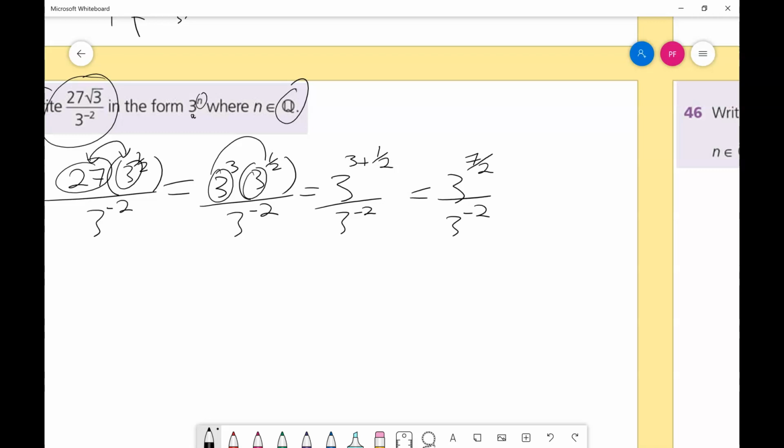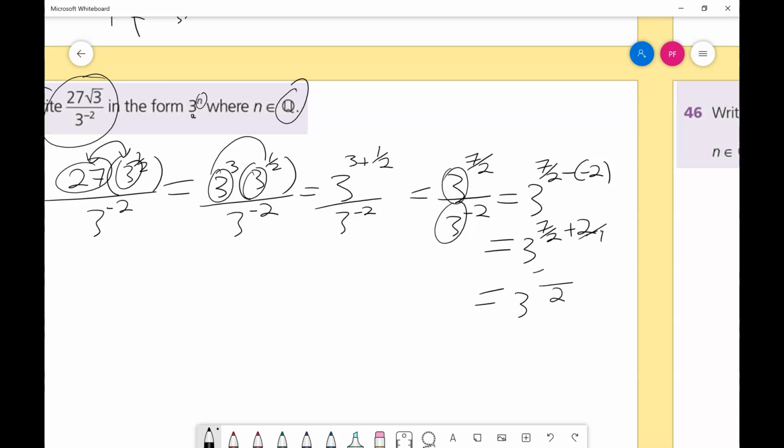Over 3 to the power of minus 2. Now my base numbers are the same, and I'm dividing, so I take away my powers. So it's 3 to the power of 7 over 2 minus minus 2. Minus minus is a plus, so it's 3 to the power of 7 over 2 plus 2. And getting your fractions the same, remember this is over 1, so if I want a common denominator, I put it over 2, and that'll just be 7, and 2 times 2 is 4. So I'm just going to get 3 to the power of 11 over 2. So in that case, n is our fraction again.